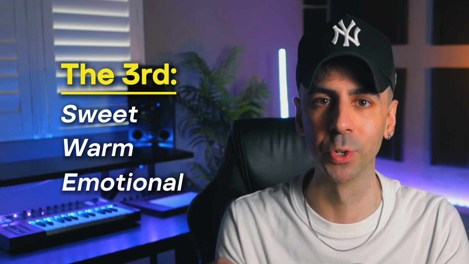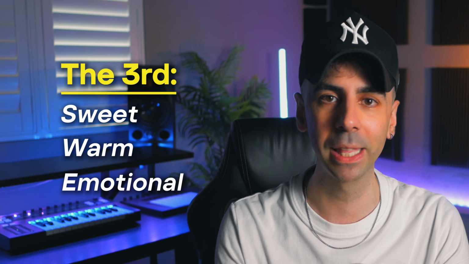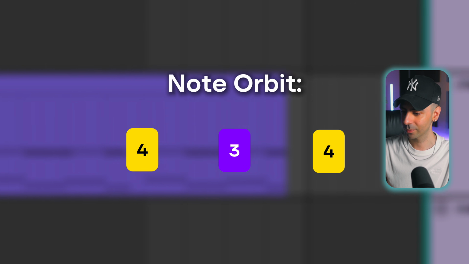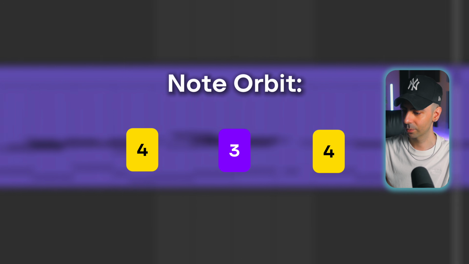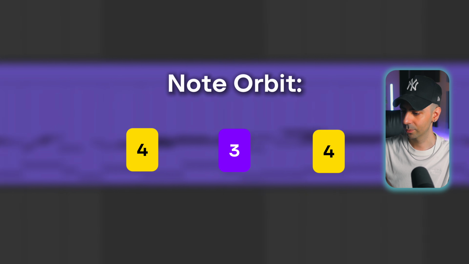Orbit the third, and it feels sweet, warm, and emotional. You can most definitely hear this in Billie Eilish's Birds of a Feather. What's wild is that simply changing the orbit note, and not the chords, can totally change the emotional vibe.